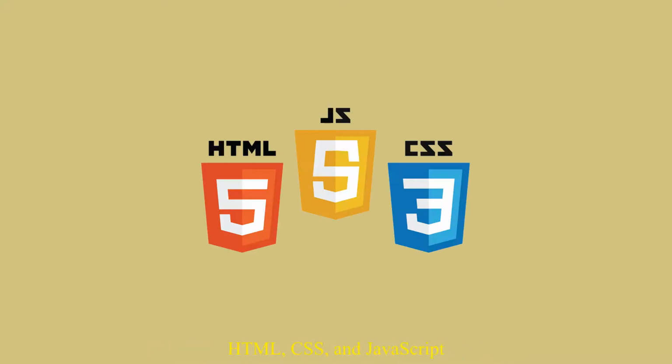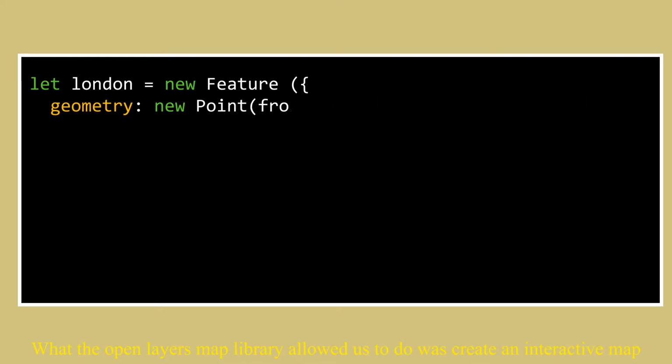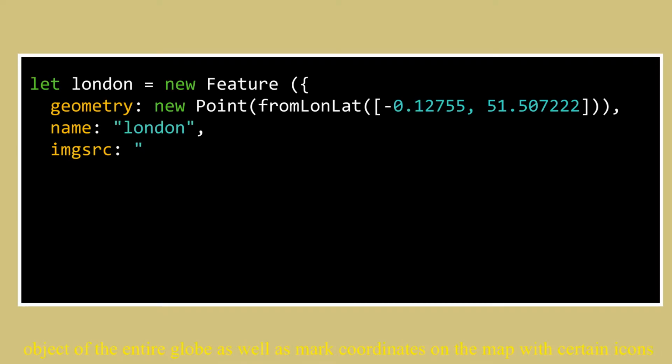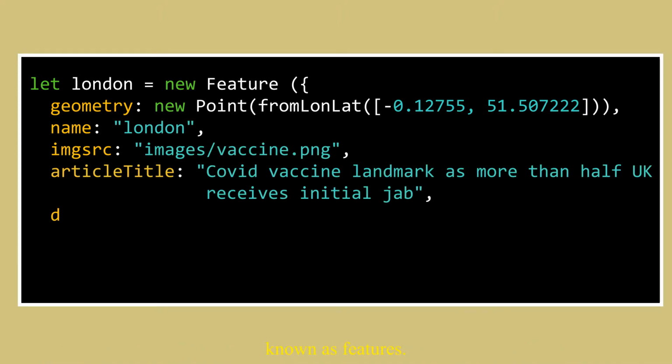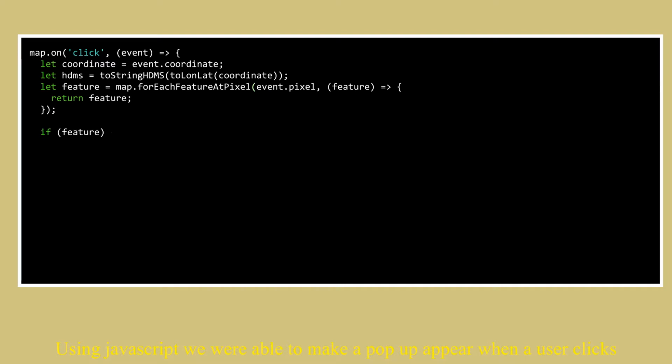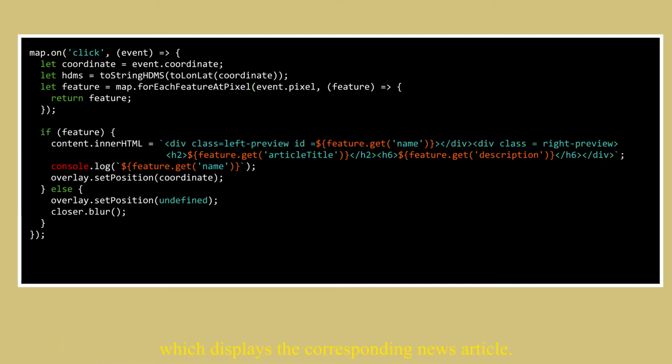to them. For this project, we developed the front end with HTML, CSS, and JavaScript, as well as the OpenLayers map library. What the OpenLayers map library allowed us to do was create an interactive map object of the entire globe, as well as mark coordinates on the map with certain icons known as features. Each feature has a bunch of properties that we are able to set, such as coordinates, anchor points, and size, as well as some of our own, such as article titles and descriptions. Using JavaScript, we were able to make a pop-up appear when a user clicks on a specific event or icon, which displays the corresponding news article.